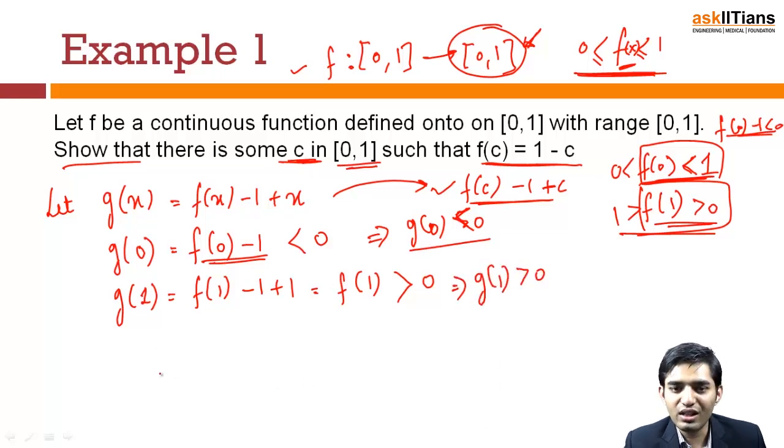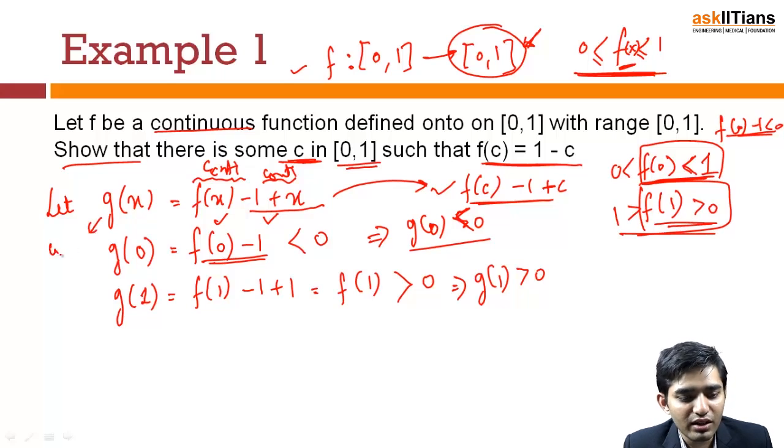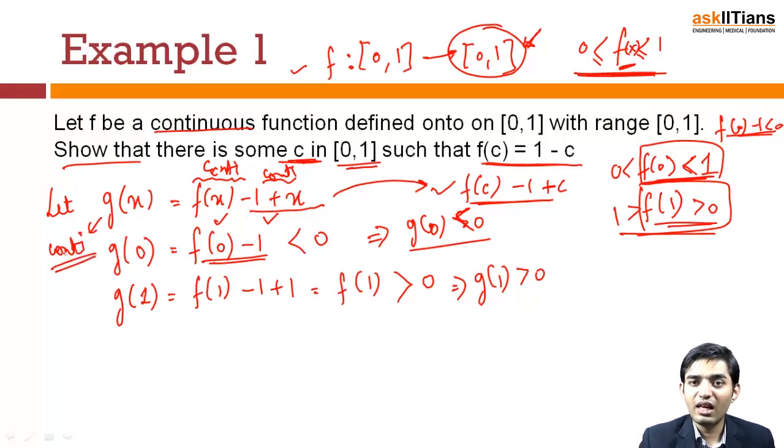Now if I try to see the graph of g(x), g(x) is a continuous function because f(x) is continuous. And x minus 1 is also continuous. So addition of two continuous functions is also continuous, theorem 1. Continuous function plus continuous function is also continuous. So f(x) is continuous, minus 1 plus x is continuous, so g(x) will also be continuous. So first and foremost condition is g(x) should be continuous.